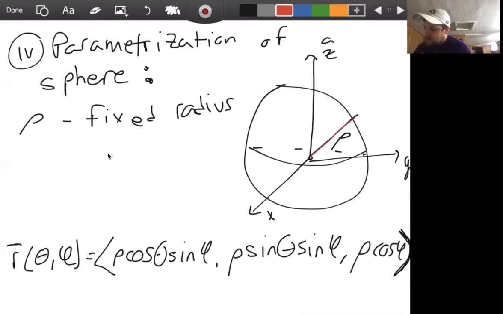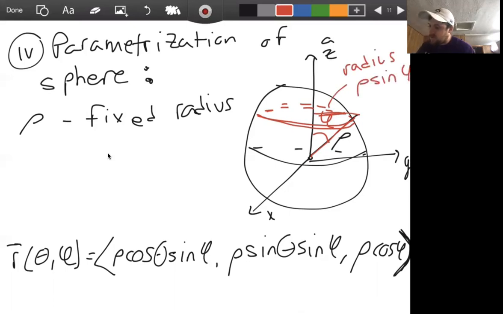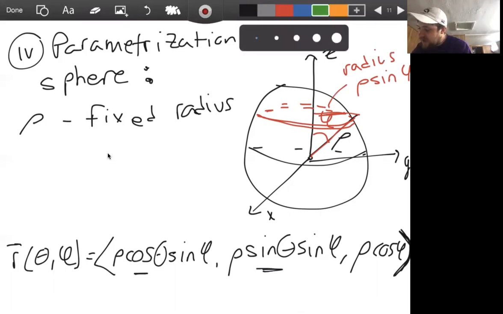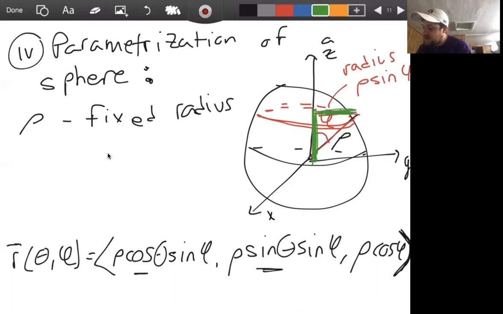When you come down an angle phi and look at a circle parallel to the xy plane, this is a circle of radius rho sine phi. And so you can see here we have rho sine phi times cosine theta, rho sine phi times sine theta. That's the parameterization for this circle. And then the parameterization for the height is going to be this height. And you can see this radius was rho sine phi, and so the height is rho cosine phi because we get this right triangle here.